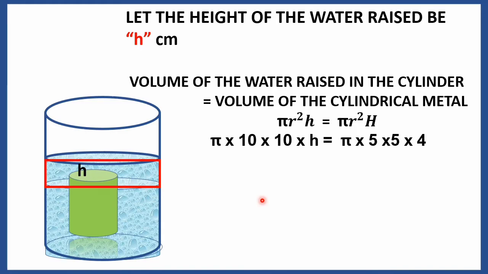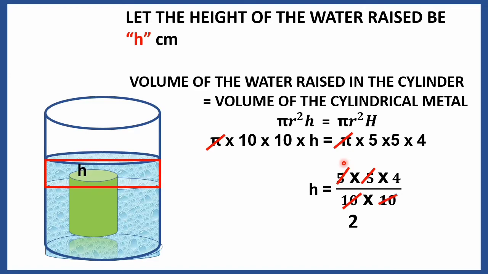Substitute the values. Here the volume of water raised is in the form of a cylinder with base radius same as the glass, the radius 10. Here radius of the metal is 5 and height is 4. Pi and pi get cancelled. h is equal to 5 into 5 into 4 by 10 into 10. Simplify the numbers. We get 4 divided by 2 into 2.